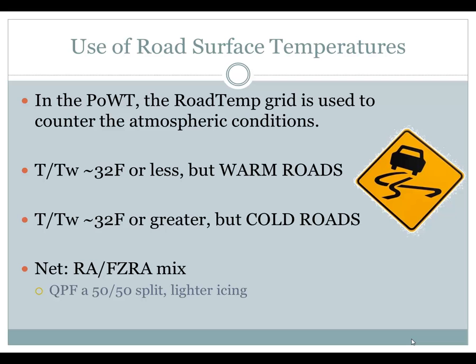And then just the opposite, when your temperature and wet bulb are 32 degrees or warmer, or in other words, your air is warm, but your roads are cold, and you might get some freezing rain precipitation because your road temperatures are cold. The outcome for both of these scenarios is a rain and freezing rain mix, and a 50-50 split on your QPF. So it will equally be split. 50% of the QPF will go towards rain, and 50% of the QPF will go into freezing rain, which will make a lighter icing amount for both of these scenarios.